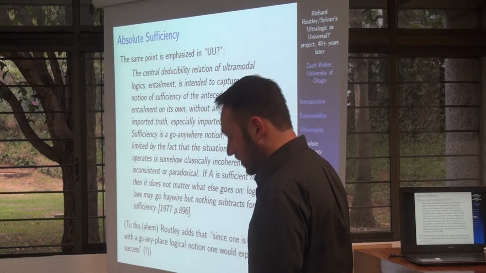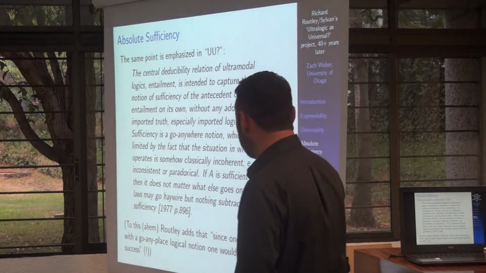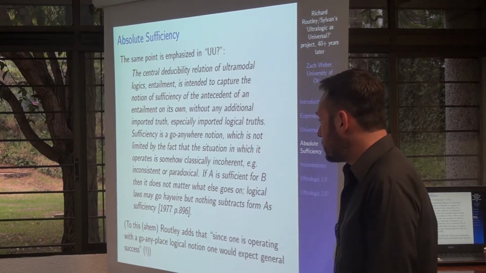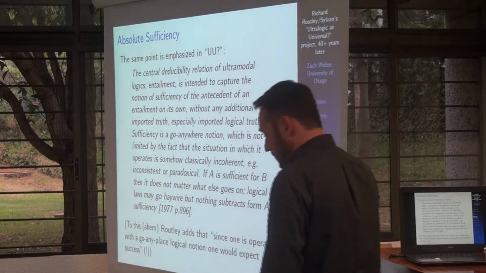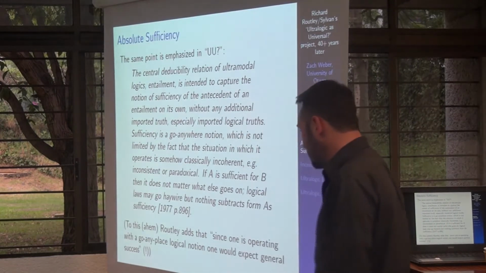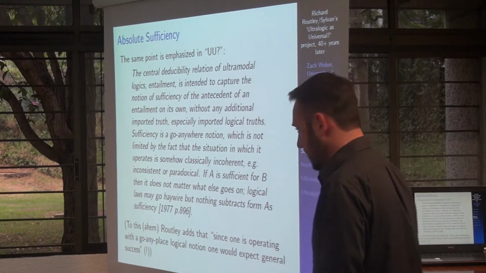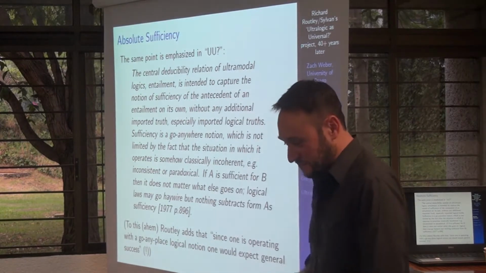And that's what makes it the right kind of implication for a universal logic, because it requires no background information. It's the implication connective that would work even if the rest of the universe disappeared. So if A is sufficient for B, it does not matter what else goes on. Logical laws may go haywire, but nothing subtracts from A's sufficiency, to which he adds that since one is operating with a go-anywhere logical notion, one would expect general success. Sure, this Ultralogic is full of stuff like that. Yeah.